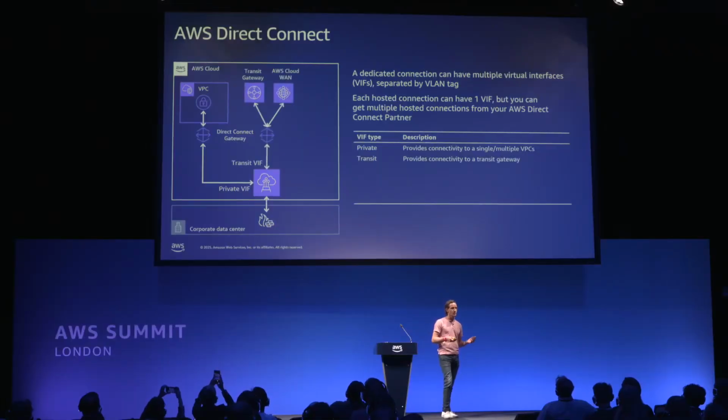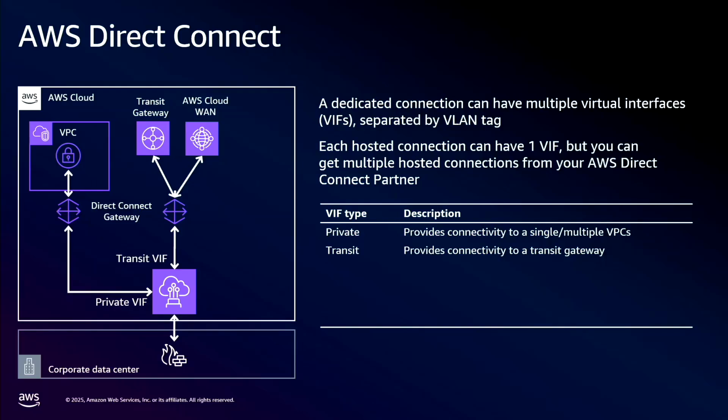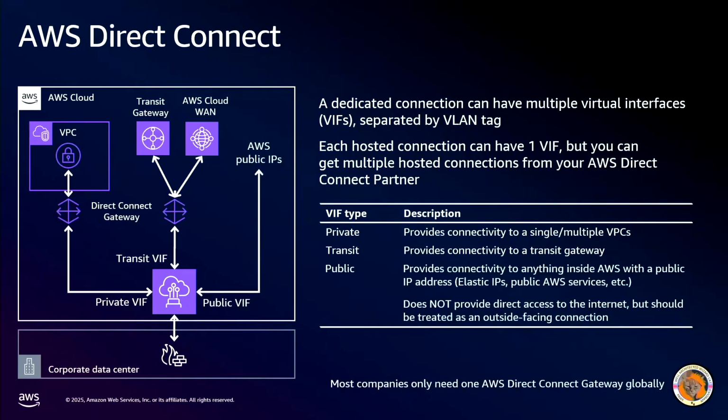If you're connecting to hundreds, if not thousands, of VPCs, you're going to want to use a transit VIF, which, again, will exchange private routing information, but it will give you a way to terminate on something like Transit Gateway or Cloud WAN.